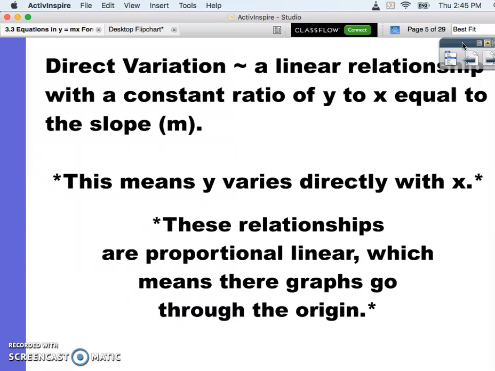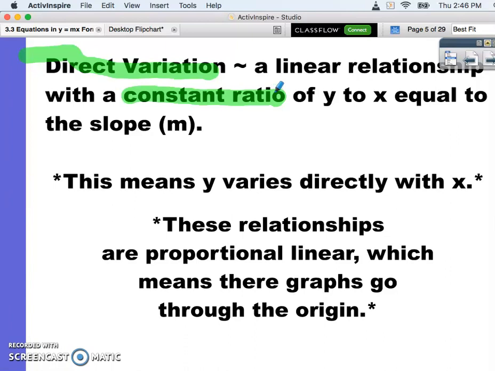Direct variation is going to be an equation. It's a linear relationship with a constant ratio. When we learned how to figure out if information is proportional, that was when we did our constant ratio of y to x. A linear relationship with a constant ratio of y to x equal to the slope m means that y varies directly with x.